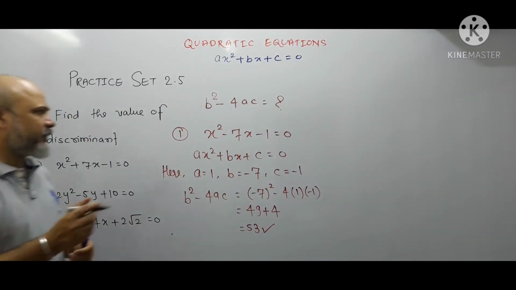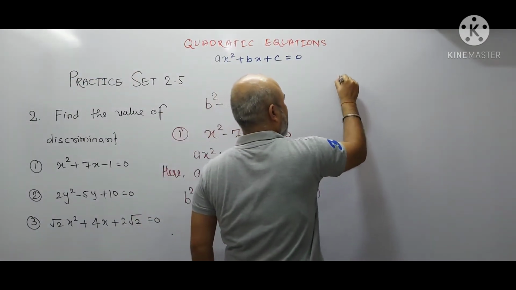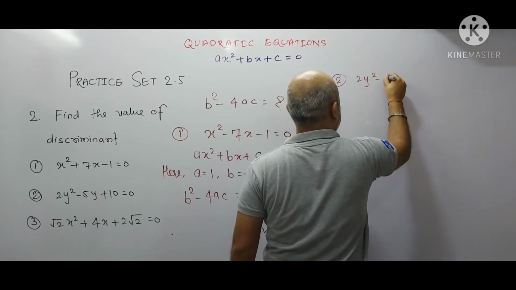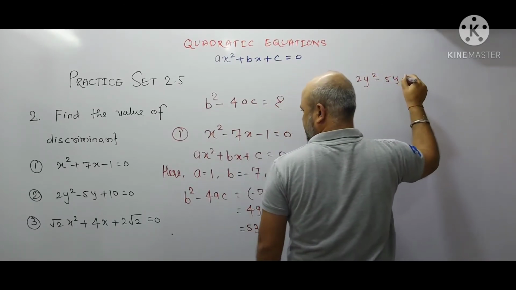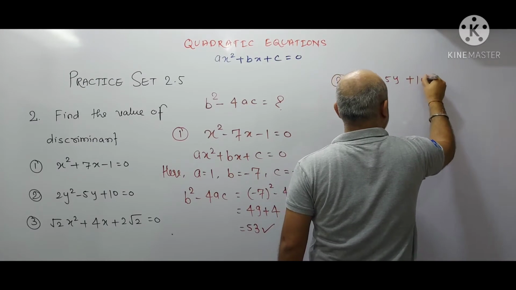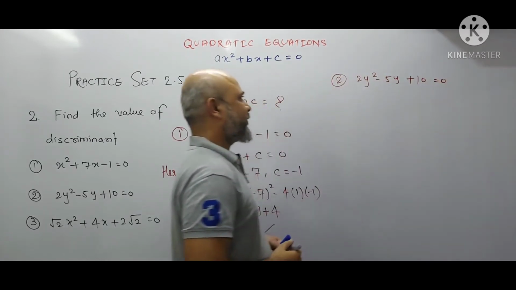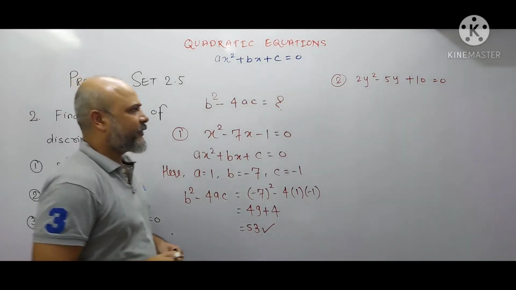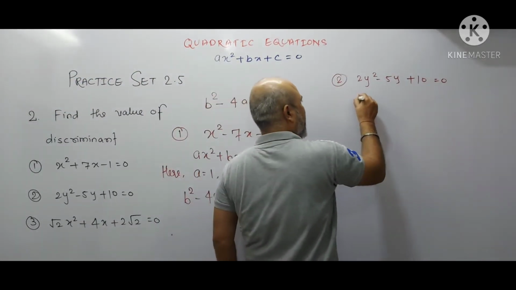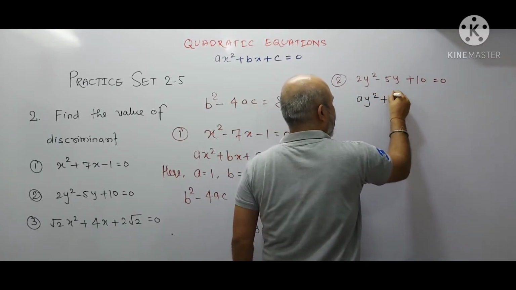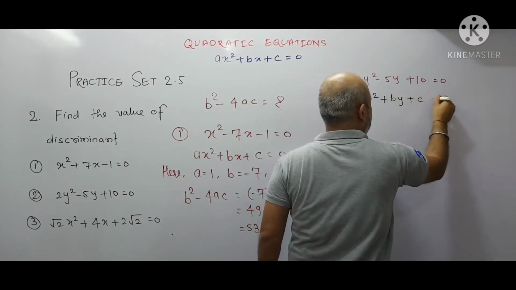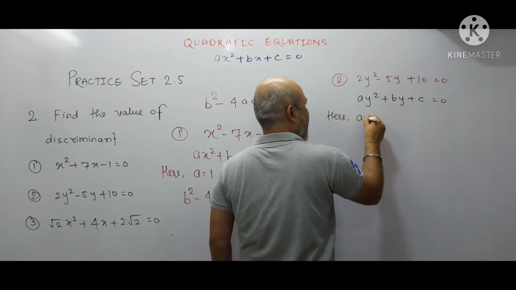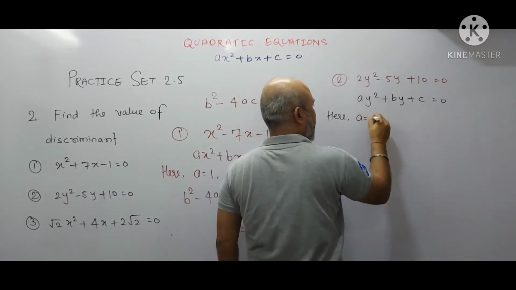Now we will solve second one. So second equation is what? Second equation is 2y square minus 5y, and this is what? Plus 10 is equal to 0. So this is the quadratic equation, 2y square minus 5y plus 10 is equal to 0. Now we will compare with standard form, that is ay square plus by plus c is equal to 0. Here you will get a is coefficient of y square, which is 2.